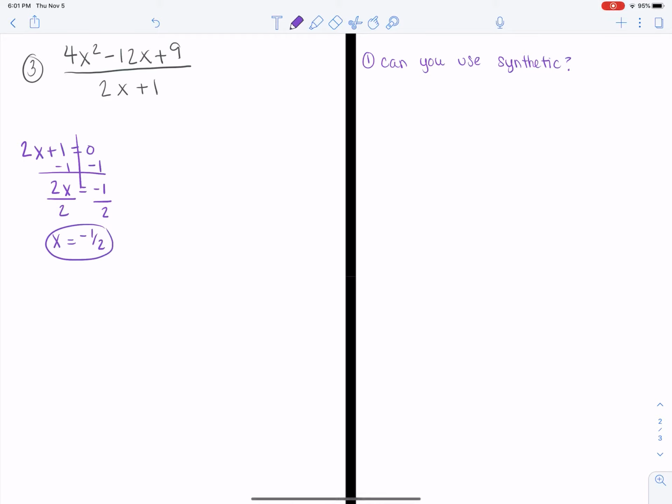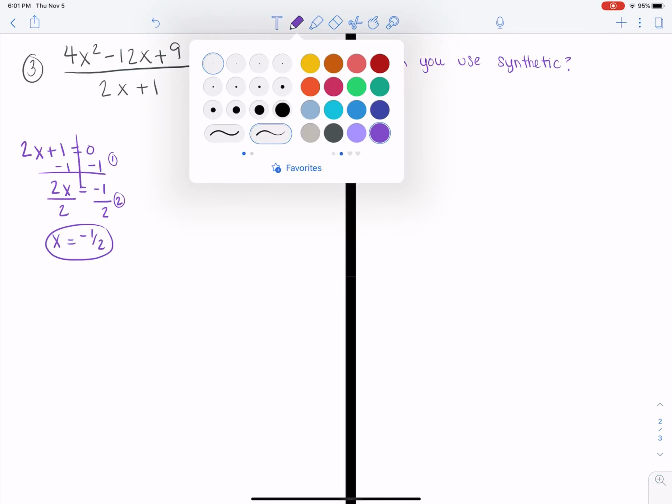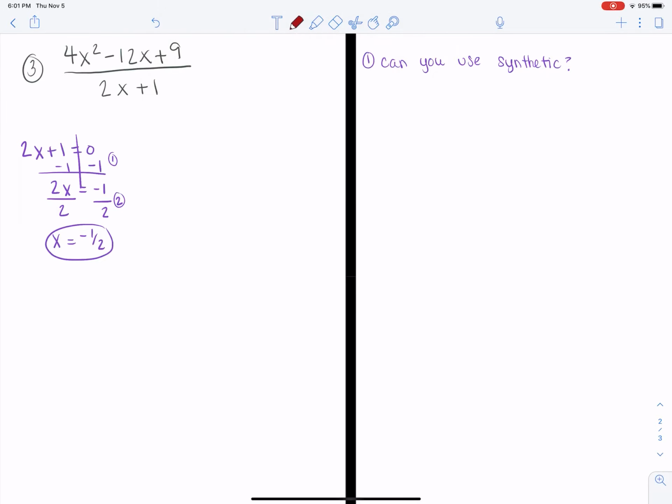Okay, now count. That took me 2 steps. If it took me 2 steps, then I cannot use synthetic division. So, because I cannot use synthetic division, nope. And that means I have to use long division. And that was the last lesson that we did. So let's kind of refresh our memories.